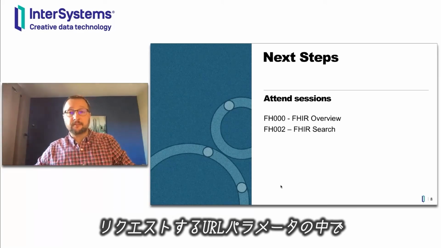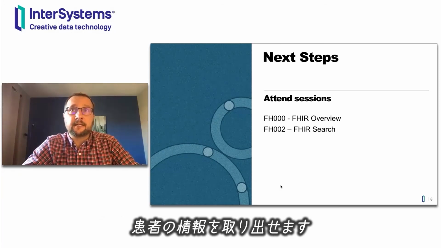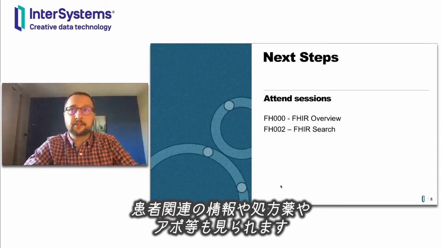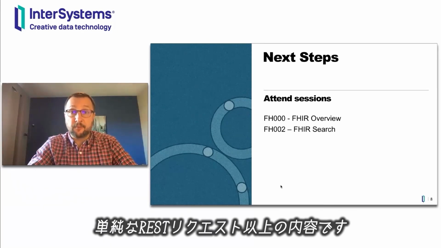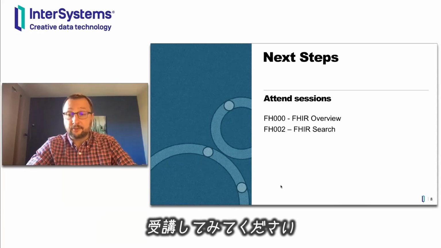Just in URL parameters of your request, you can pull things like, given a patient, all the related information about the patient, all the medications or appointments and so on, include, reverse include, conditions and so on and so forth. So it's way more than your simple REST request, right? So if you're really serious about building FHIR systems, please check that out too.